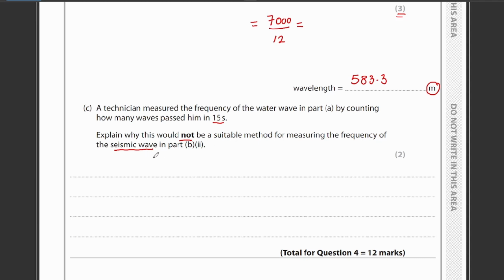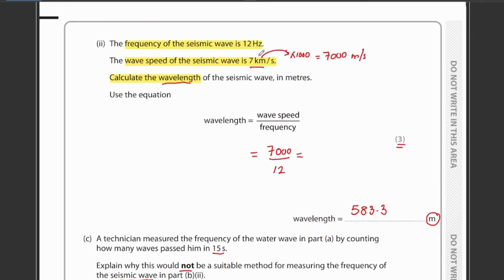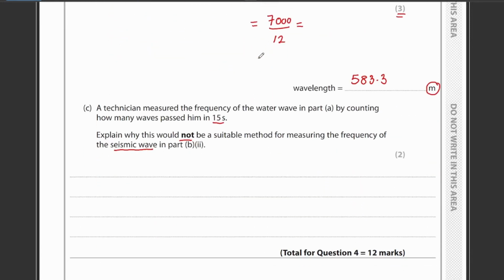That's your first problem. The second problem is the frequency. They've said it's 12 Hertz, meaning there are 12 waves in 1 second. It's impossible for a person to count 12 waves in 1 second. So let's write those 2 points.